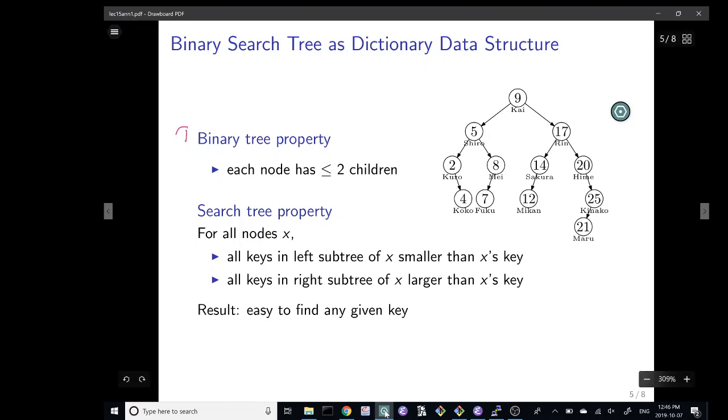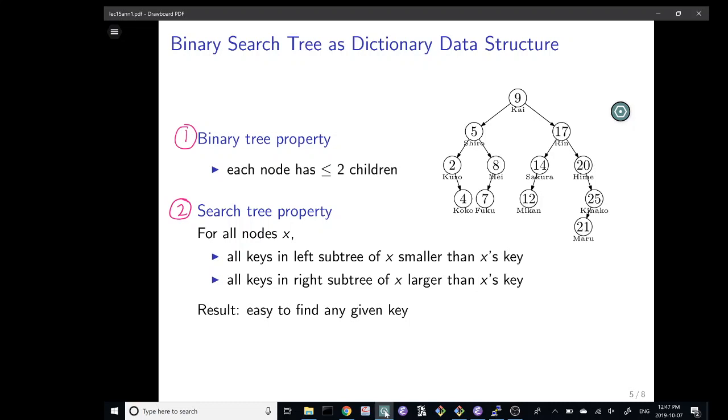So the binary search tree has two properties. First, it's a binary tree. Every node has, at most, two children. And then the second part is the search tree property. The search tree property reflects the fact that it's acting as a dictionary, and we need to be able to look up keys in it.